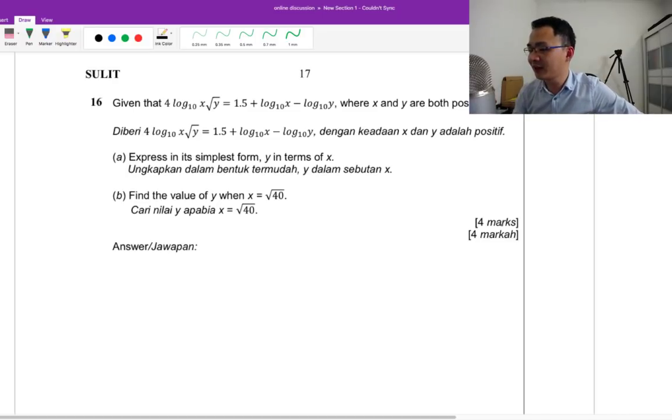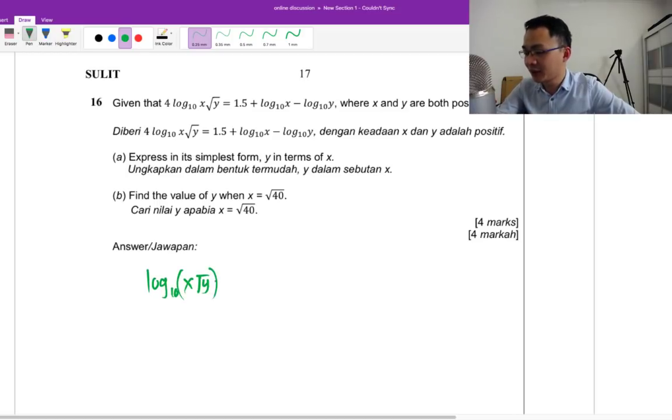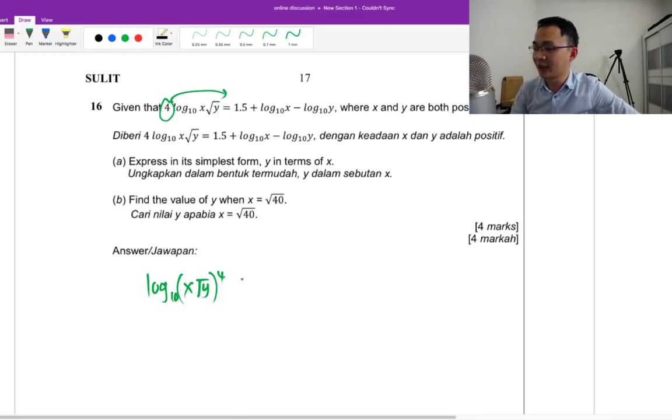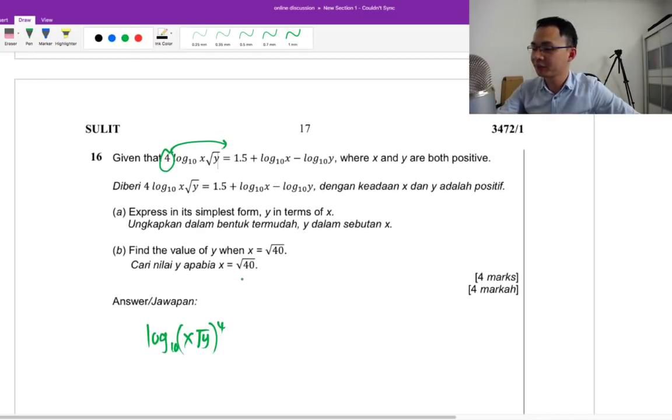4 log 10 x square root y equals 1.5 log 10 x minus log 10 y, where x and y are both positive. So it's a log question. We need to simplify and express in its simplest form y in terms of x. The first thing is I try to move the power of 4 up here, because we have 4 here. I realize you couldn't see the question also, it's blocking. So I will get the 1.5.